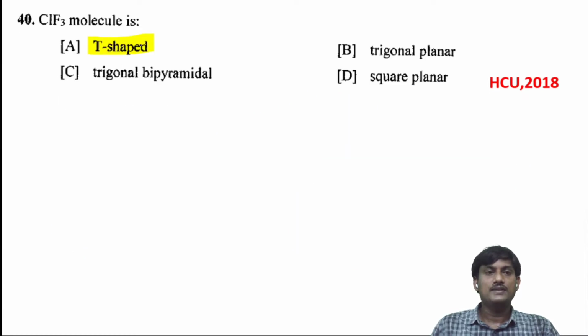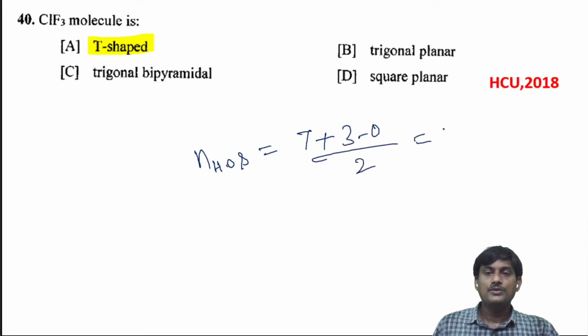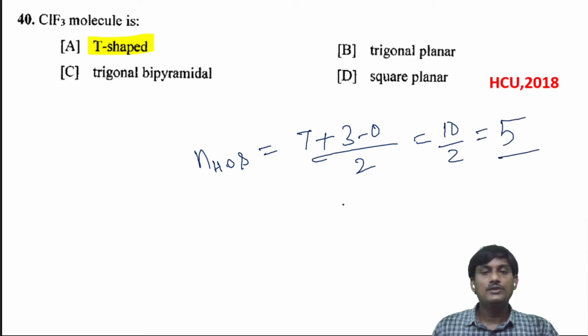ClF3 molecule. Okay, let's find out what is the hybridization of chlorine in ClF3. The number of hybridized orbitals will be equal to the valency of the central atom, that is 7, plus the number of monovalent atoms around the central atom, 3, minus 0, divided by 2. So it will be 10 by 2, which is equal to 5. There is involvement of 5 hybridized orbitals, so the hybridization will be sp3d.